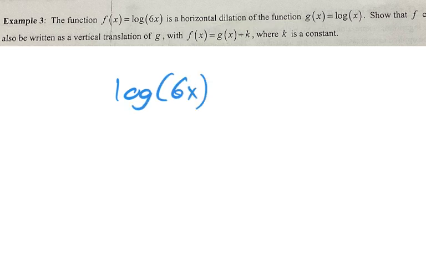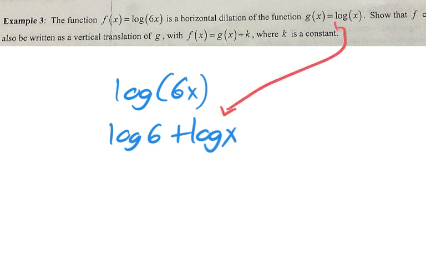So what do I have going on? I have multiplication in the argument. I can rewrite that as addition of two logarithms. Now you see how this log of x looks like g of x. And I'm going to write this in the form of g of x plus k. So I'm going to rearrange this to write log of x plus log 6.